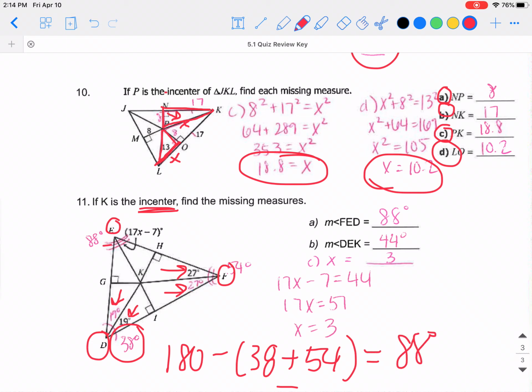So if the entire angle E is 88 degrees, that means each piece is 44 degrees. And that's it. Oh, to find x, yes. So for A, angle FED is the entire angle E, so that's 88 degrees. For B, DEK is half of that angle, so it's 44 degrees. And then to find x, we're given this expression, 17x minus 7. 17x minus 7 equals 44, because it's only half the angle. And when you solve for x, you get 3.